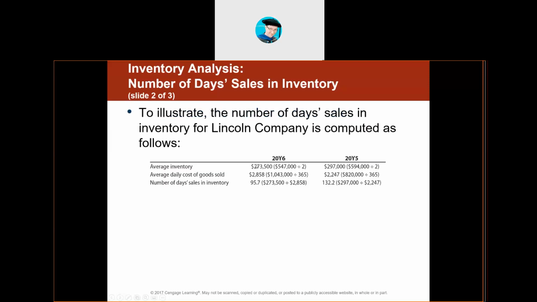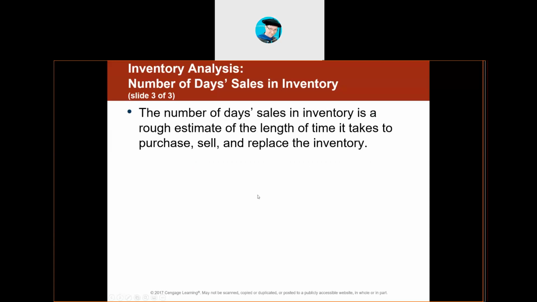So again, average inventory, beginning of the year plus the end of the year divided by 2, divided by average daily cost of goods sold, that is cost of goods sold divided by 365, to get me my number of days of sales in inventory. And of course, the lower the number, the lower the daily sales in inventory, the better. Because it shows me how long it's taking for something to get sold, right?